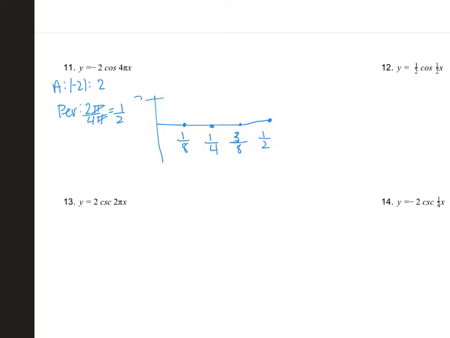Alright, my amplitude is 2 and -2. It started out negative, so we're going to start here, go through, and end.